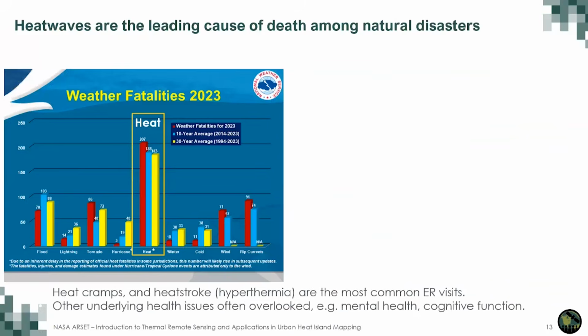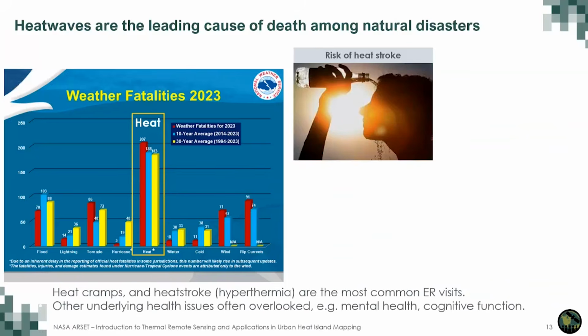And a lot of people don't realize this because you can call them the silent killers. They don't cause as much physical destruction as other natural disasters, and so you don't hear about them as much. And the downstream impacts go well beyond just mortality. For example, there's increased risk of heat stroke or hypothermia. These are the most common ER visits.